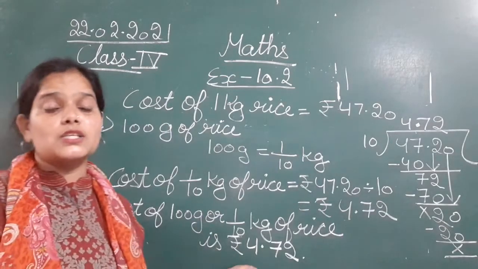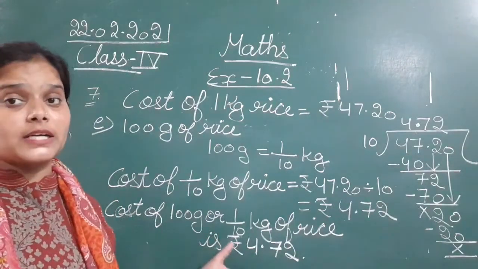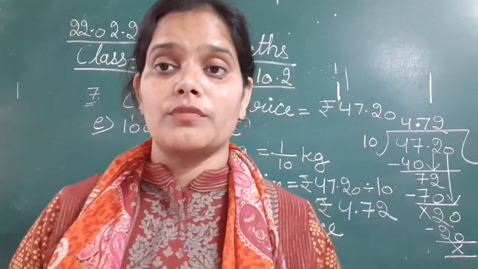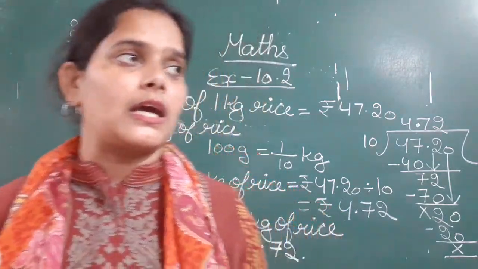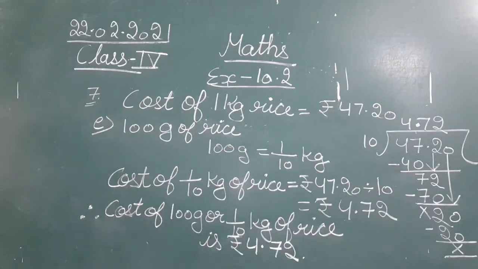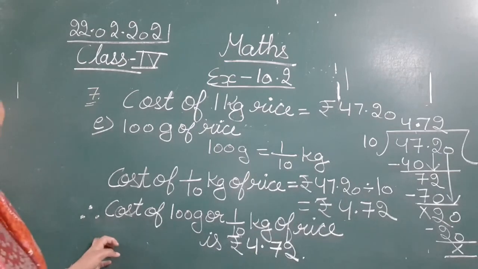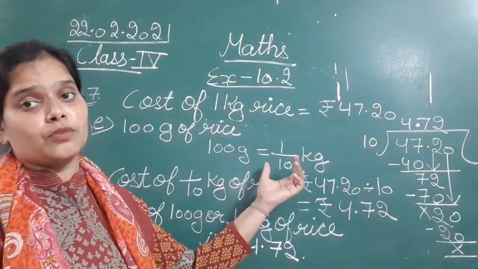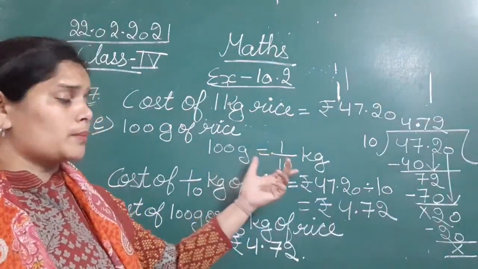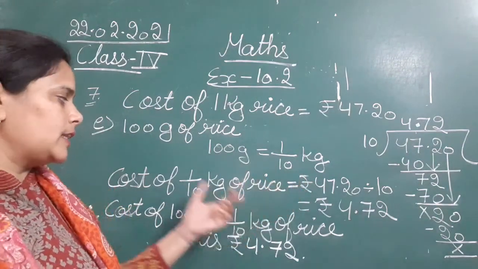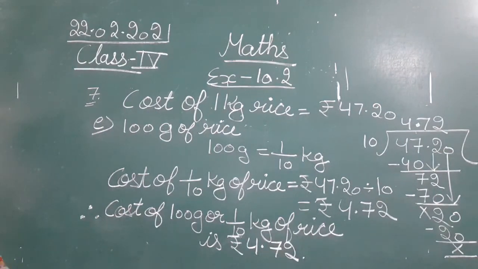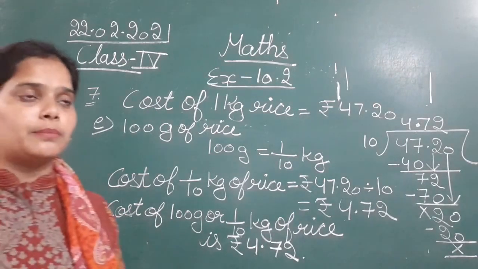So class, in this sum, we have calculated the cost of different quantities of rice, by taking the base of the cost of 1 kg of rice. And this is the last part that we have done, in which we have calculated the cost of 100 grams of rice. For calculating the cost of 100 gram of rice, we need to first of all write it into the fraction. So 100 gram is equal to 1 upon 10 kg. And then we have calculated the cost of 100 gram of rice. So this is the solution of the E part.